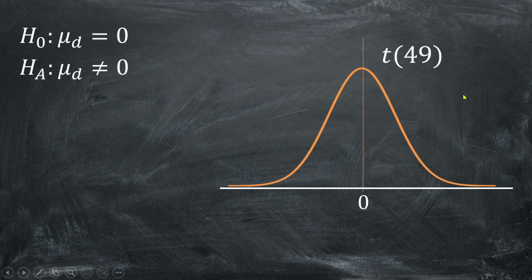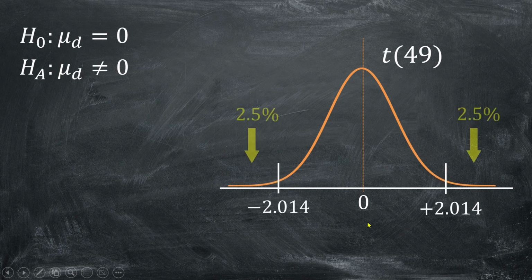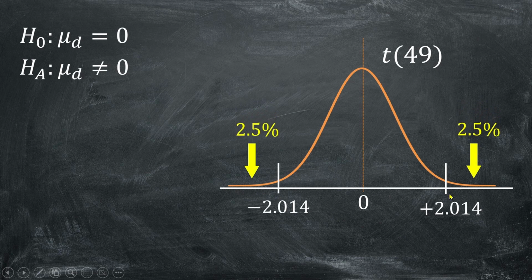This is a picture of our test statistic. It's a t-distribution, 49 degrees of freedom. And with using our critical value, we can define the places where we will reject the null hypothesis. And so these two tails, 2.5% in each one, if our test statistic falls into either of those two tails, we will reject the null hypothesis. Of course, in between those two tails is our 95%.